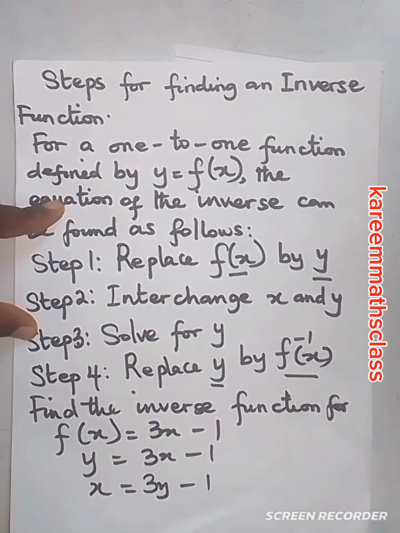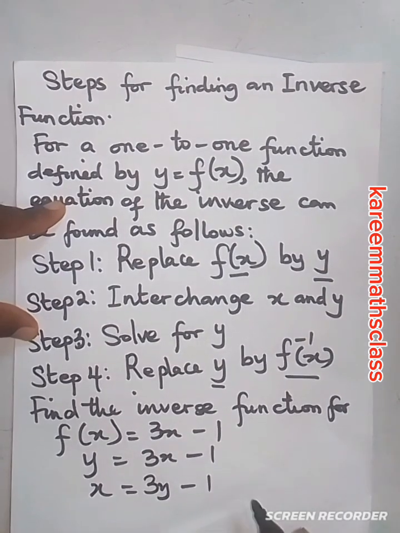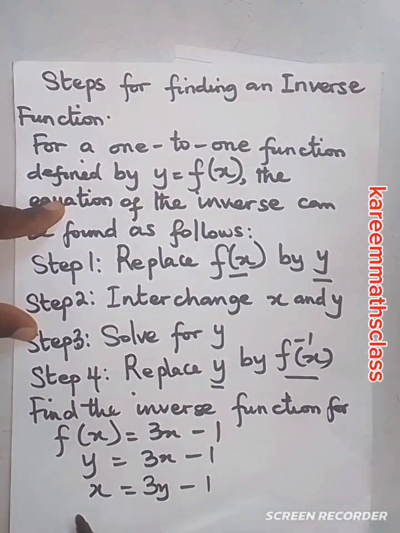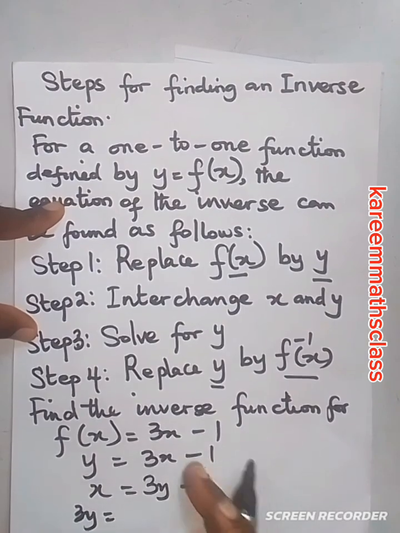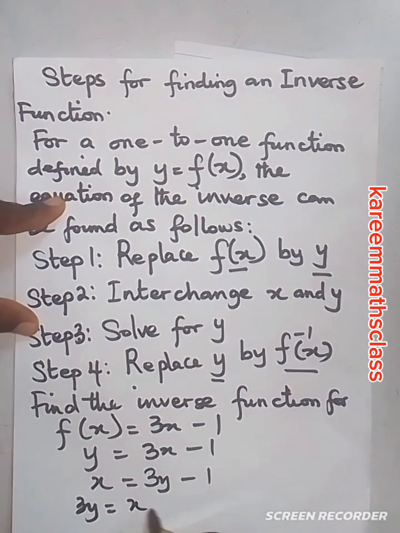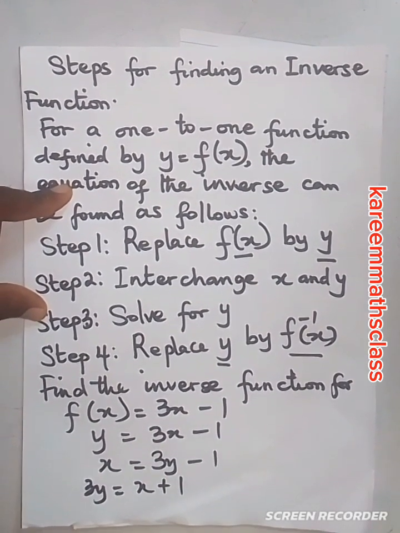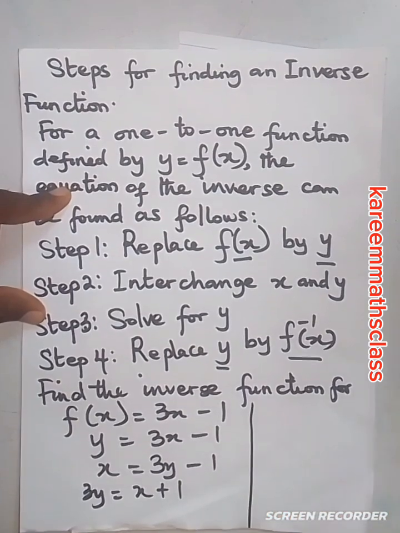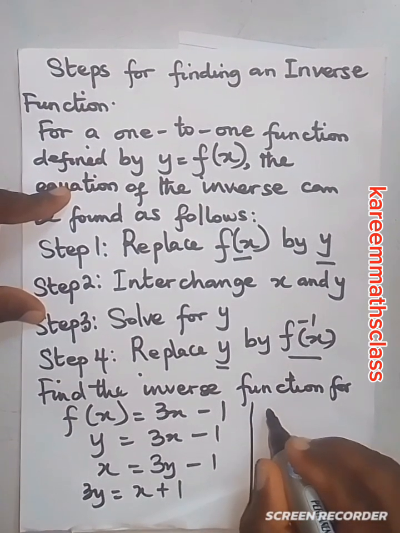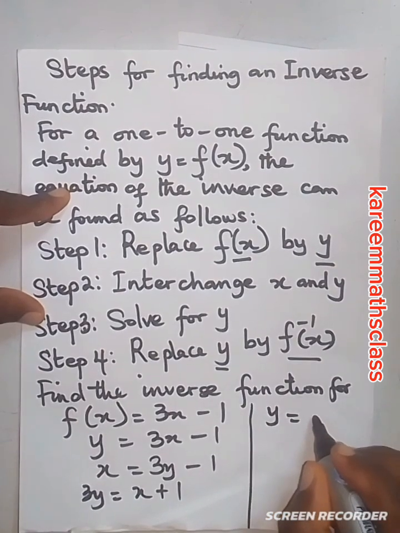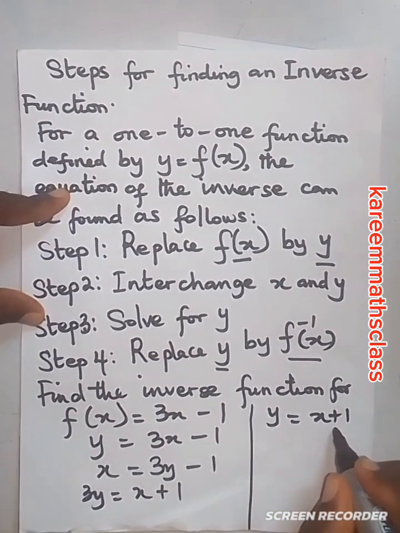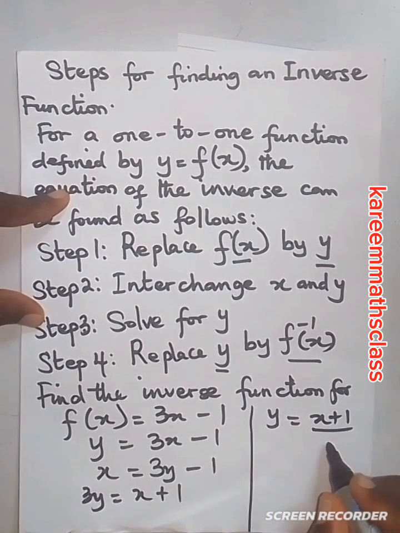Then we're going to solve for y. So we're going to have 3y equals, if our minus 1 is coming here, it becomes plus 1. So x plus 1. So now y is equals to x plus 1 over 3.